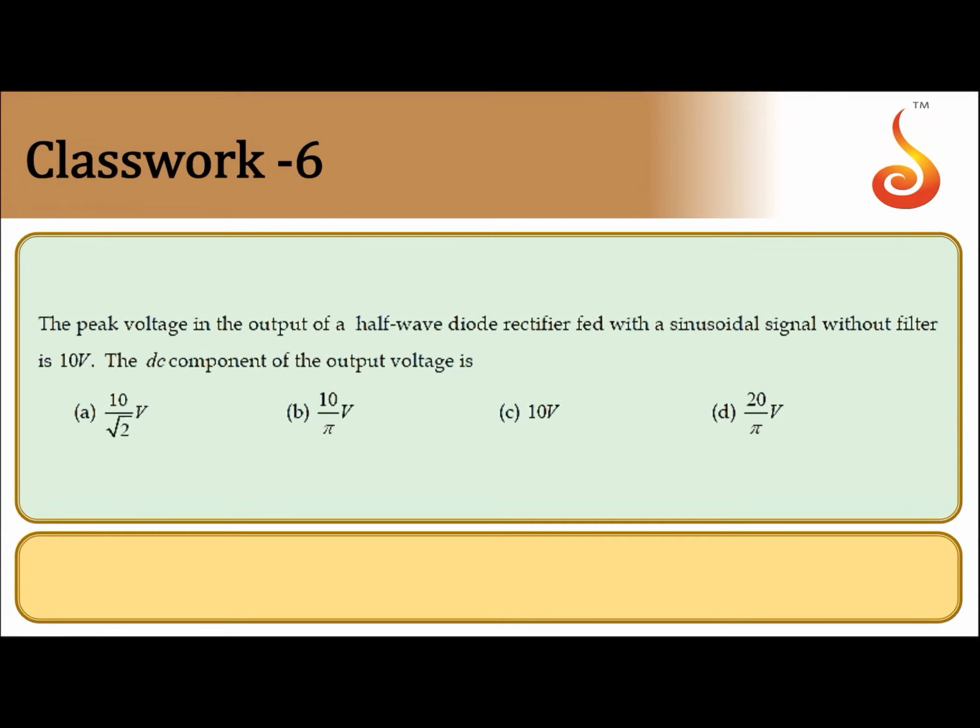Let's move on to next one. The peak voltage in the output of a half wave diode rectifier fed with a sinusoidal signal without filter is 10 volt. Then the DC component of the output voltage is, see, the DC component of output voltage is given by peak voltage divided by pi. So the peak voltage is given, it is 10 volt. So 10 divided by pi. So it should be option B.